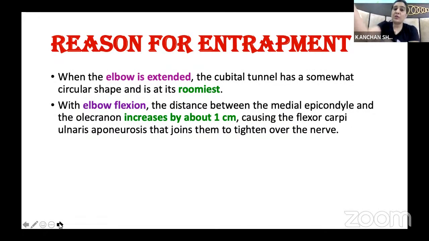So what happens when you extend your elbow? This tunnel becomes roomiest. It is circular and it becomes like this. But when I try to flex, I am increasing the distance between my medial epicondyle and my olecranon process. So the aponeurosis becomes tightened and it compresses the nerve against the medial epicondyle, right? So this is the pathology of cubital tunnel syndrome: compression of this ulnar nerve against the medial epicondyle.